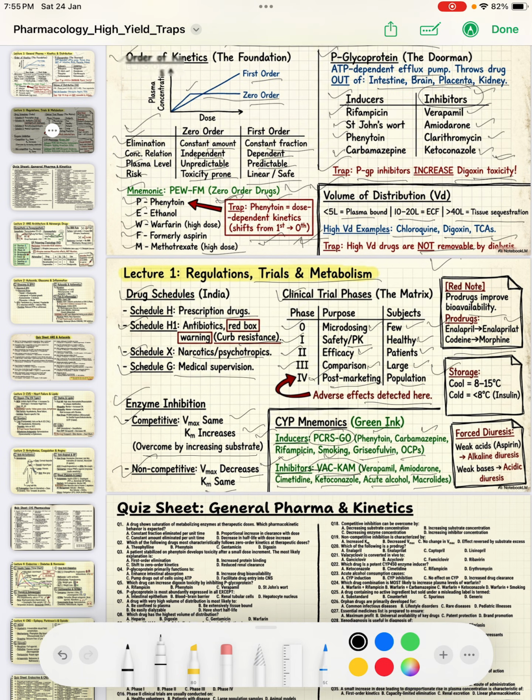And what is the storage? In cool is 8 to 15 degrees Celsius, and in cold is less than 8 degrees Celsius, which is used for insulin. And what is forced diuresis? A weak acid like aspirin gets excreted by alkaline diuresis, and weak bases are excreted by the acidic diuresis method.